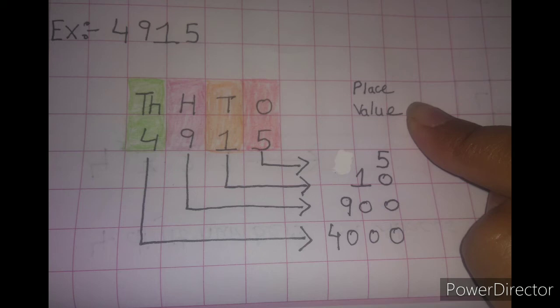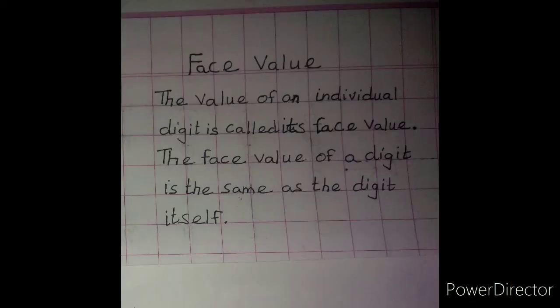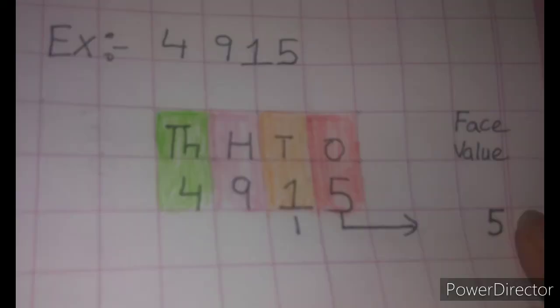Next is what is face value. Face value of a digit is the value of the digit itself in a number. Let us look into the same example, 4915. Here under the ones column the digit is 5, so the face value will be 5.